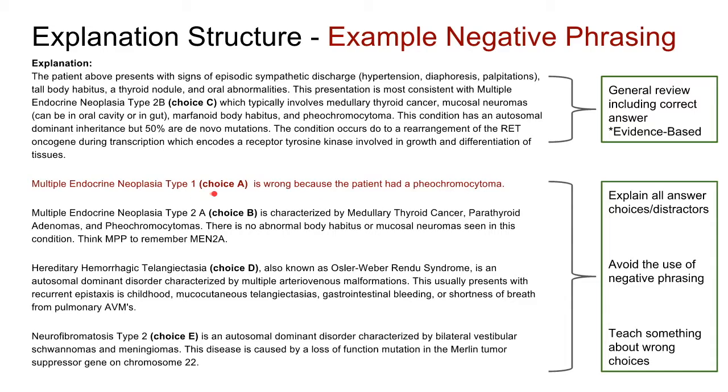So if this is the wrong way to do it, if you said MEN type 1, choice A is wrong because the patient had pheochromocytoma. That doesn't really tell you much about MEN type 1. That just tells you, oh, you were wrong because you thought this. But let's teach you about MEN type 1, not just say it doesn't involve pheochromocytoma.